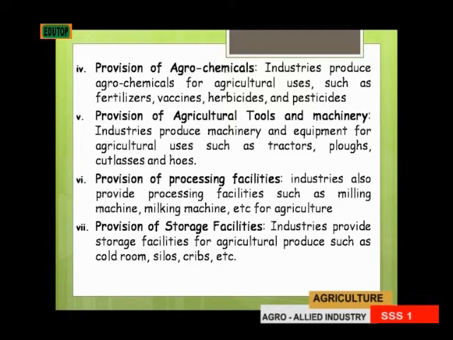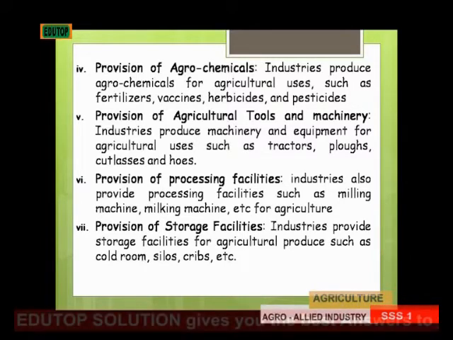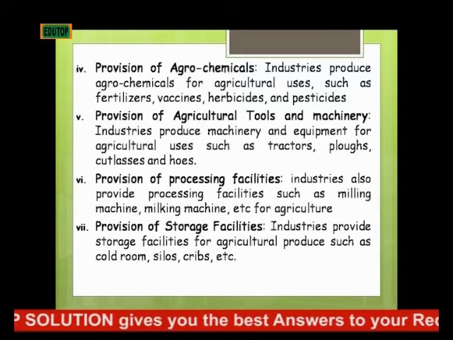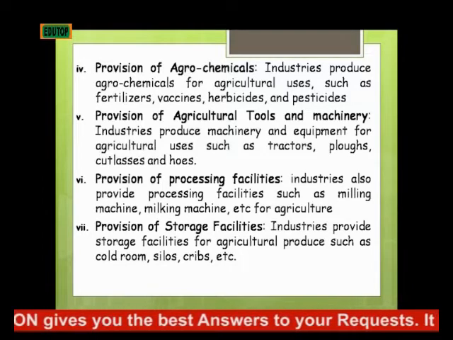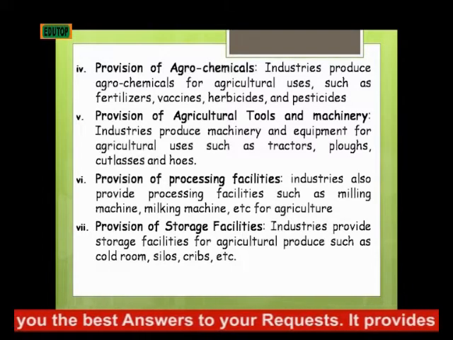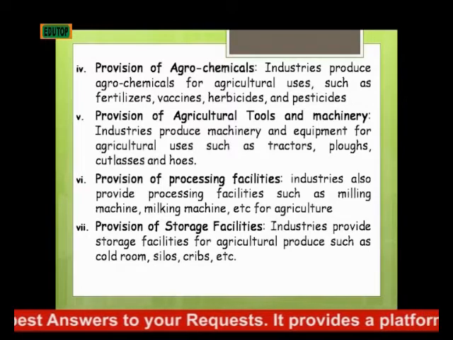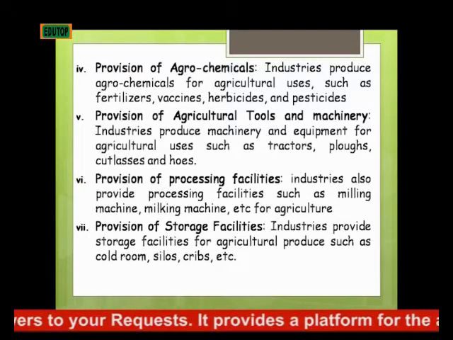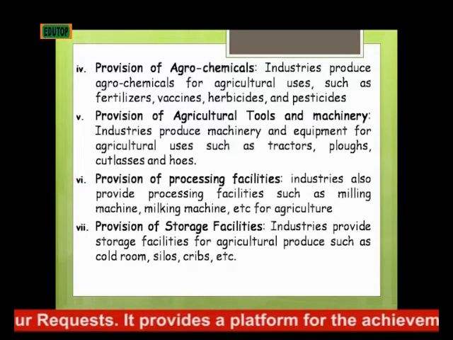And then they provide grating machines, just like the small grater in your kitchen is an example of the processing facilities being produced by the industry.